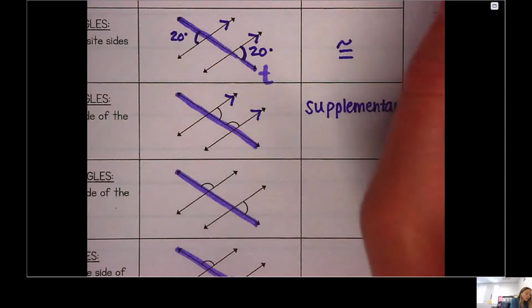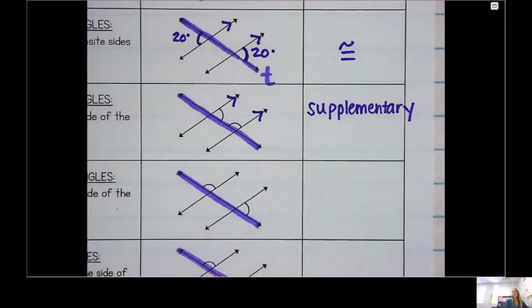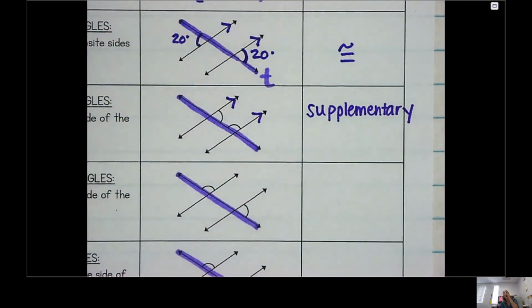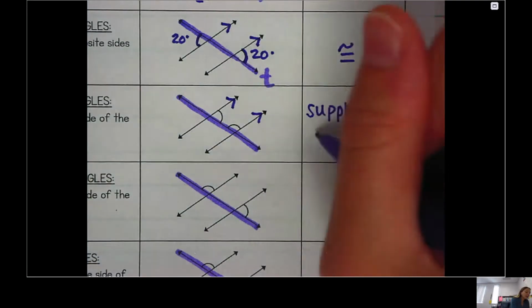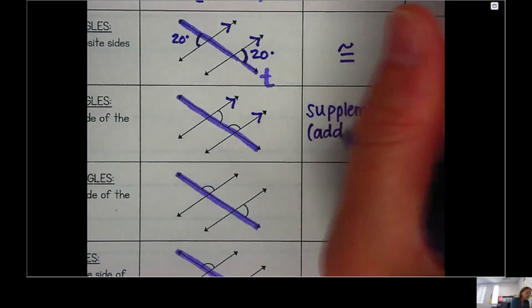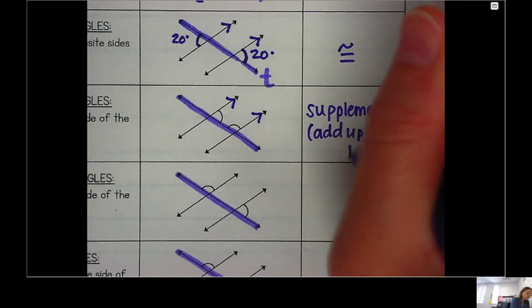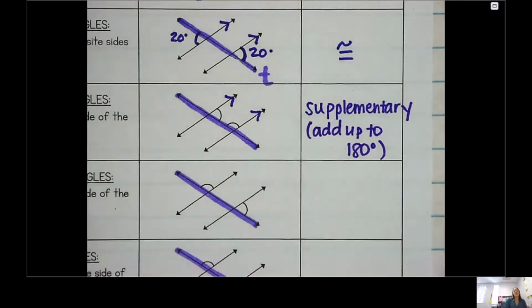Who remembers what that word means? Supplementary. You got to know that word. Doesn't it mean that added together is 180? Perfect. They add up to 180. 180 degrees, which is, what shape does 180 degrees make? A straight line. Yep, 180 is a straight line.